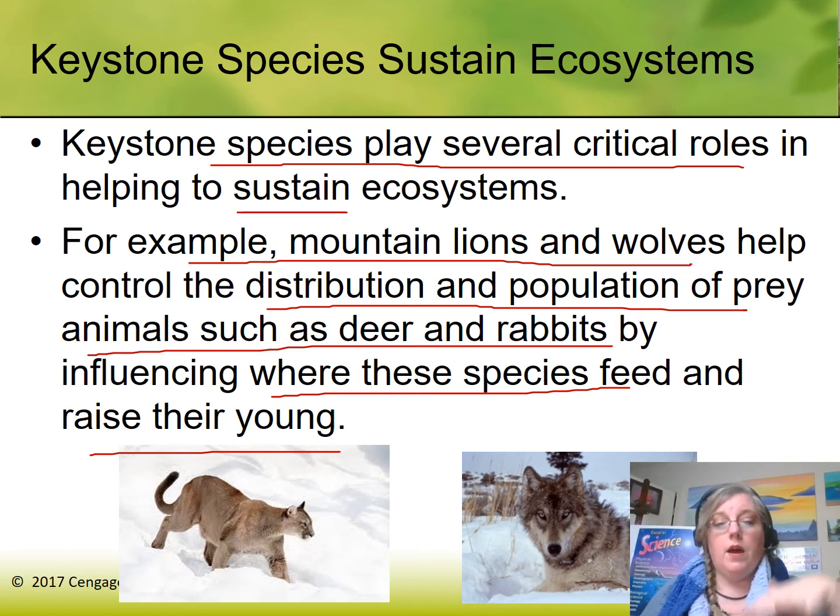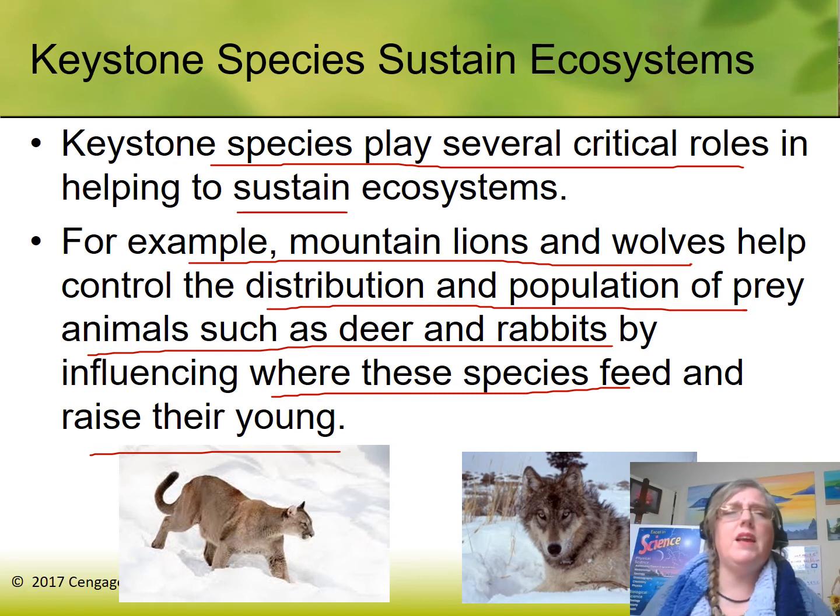They will keep the population of prey animals down by influencing where they feed and raise their young. We saw the video how wolves change rivers, right? It was amazing, the simple fact that they thought all the trees were going down. Which ones was it? Aspen trees. The aspen trees were gone. Remember we watched that? And the whole reason they were gone is because the wolves were gone. Now hang on. Wolves don't eat aspen.